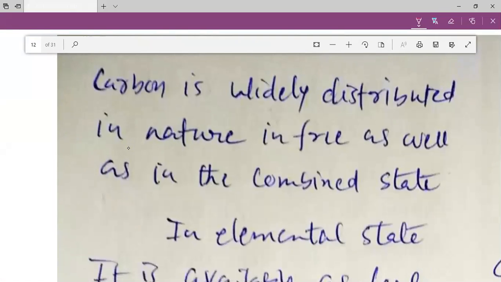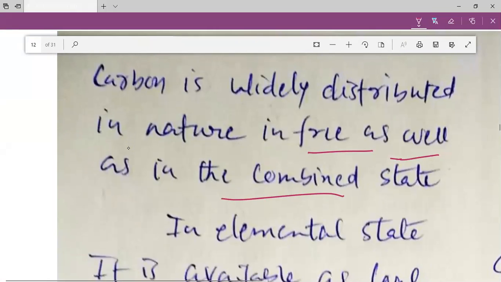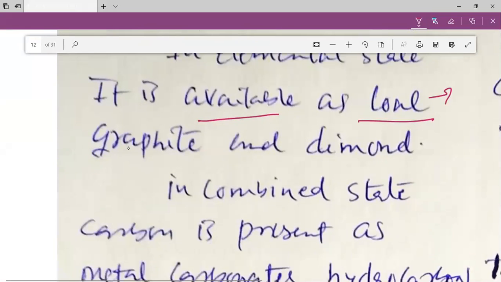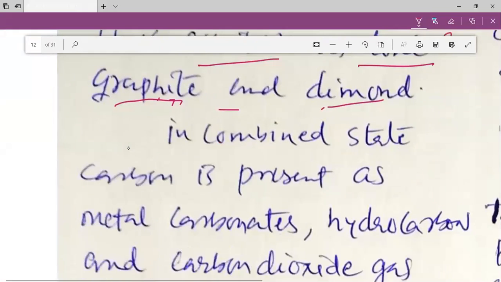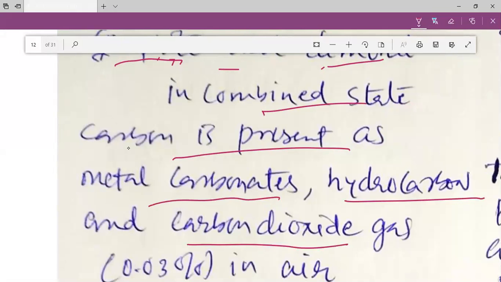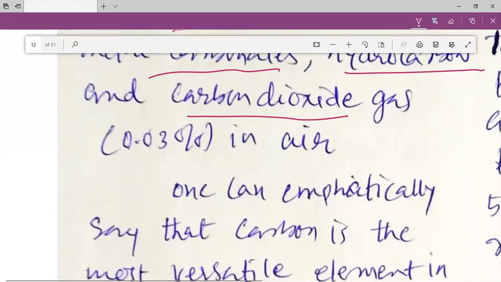Carbon is widely distributed in nature in free as well as in the combined state. In elemental state, carbon is available as coal. You might have studied about coal in your previous standards. So this coal is completely carbon. It is also available in the pure or elemental form in graphite. It is also available as diamond. In combined state, even in 10th standard, my dear students, we have studied about the allotropes of carbon like graphite, diamond, and fullerene also. In combined state, carbon is present as metal carbonates, metal hydrogen carbonates, and it is also present as carbon dioxide or carbon monoxide.